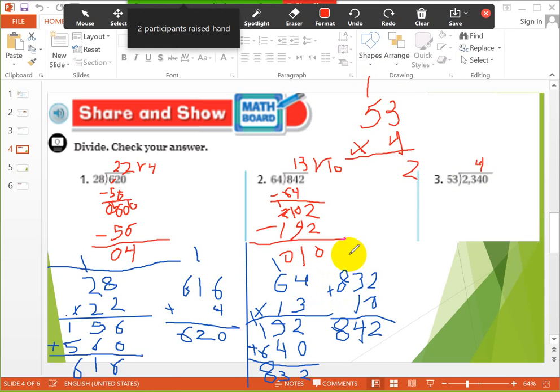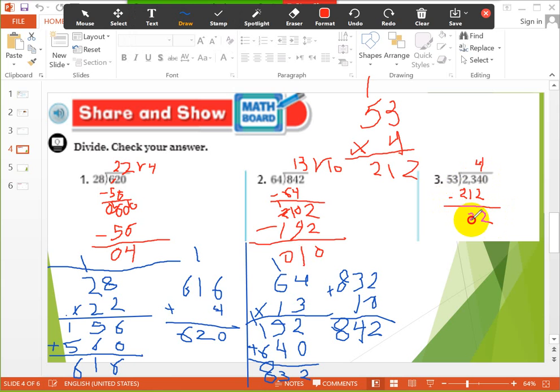So I will put 2 and 1 on the ones, on the tens. 4 multiply 5 equals 20. Plus 1 equals 21. So the answer will be 212. Now I will subtract. 4 minus 2 equals 2. 3 minus 1 equals 2 also. And 2 minus 2 equals 0.